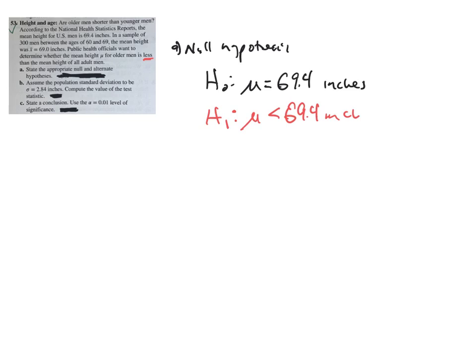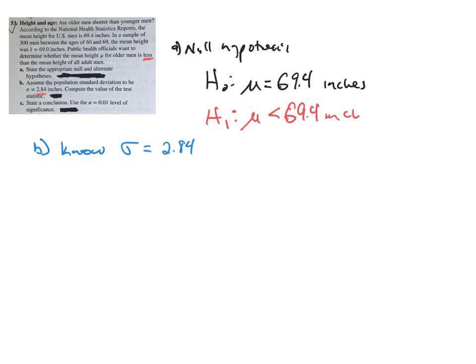In part B, assume the population standard deviation is 2.84 inches. There's enough data for the men's population at large to assume that this 2.84 is true. So we actually know the population standard deviation. It's an assumption that it still holds for this subgroup, but if it's true for the population at large, it's a reasonable assumption, and it's a pretty good assumption.